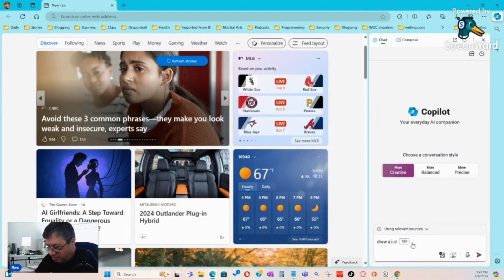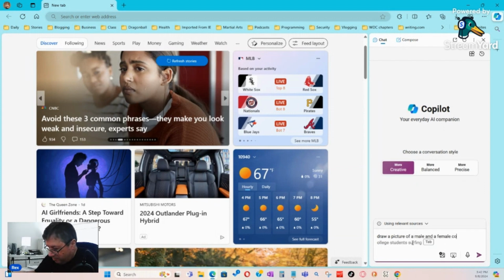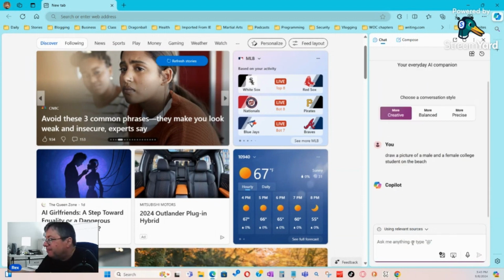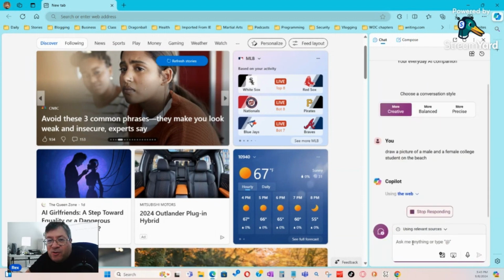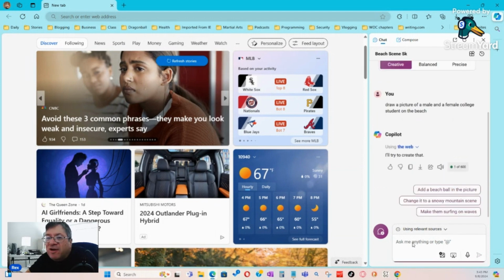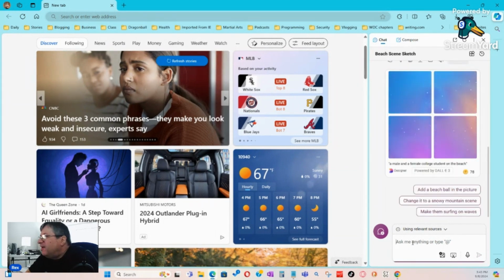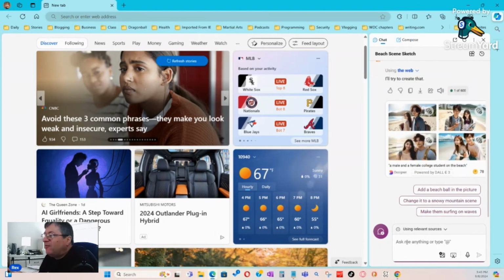Okay, let's try this. We're going to draw a picture of a male and a female college student on the beach. Sometimes you have to go all the way back to something very generic for Copilot to take it. I had a prompt written, which I tried out earlier, and I did get it to work. Now I tried running the prompt directly and it didn't take it. So that's okay.